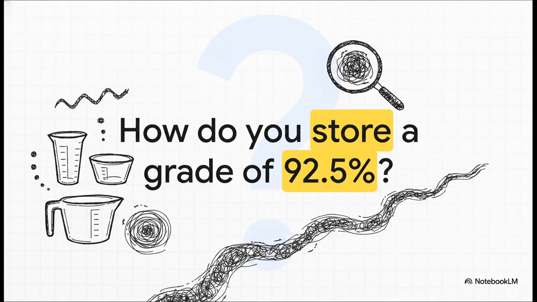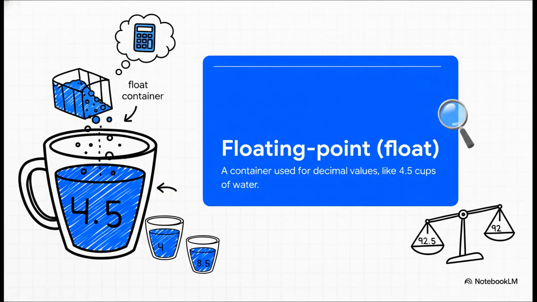First scenario for you. If I want to store a student's final grade percentage of 92.5%, which container type am I reaching for? Think back to our measuring cups and that very important decimal point. You guessed it, because of the decimal point, it requires a float container. An integer container would just lop off the 0.5 entirely, giving the student a 92, which honestly might drop their letter grade. We need the precision of a float, just like needing exactly 4.5 cups of water.